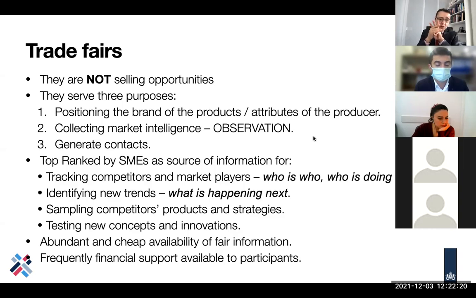The third major function is to get contacts. Know people, meet people, exchange business cards, chat to people, understand what they do. Why are they at the trade fair? How long have they been coming? Do they come here every year? Are they coming for all 3 or 5 days of the trade fair? Or are they only coming one afternoon?